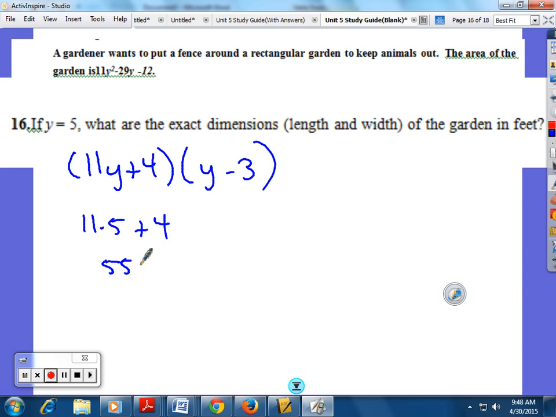11 times 5 is 55. 55 plus 4 is 59. So that's one of our dimensions. And then the other one, 5 minus 3 is 2. So that's our other dimension. So our two dimensions are 59 and 2.